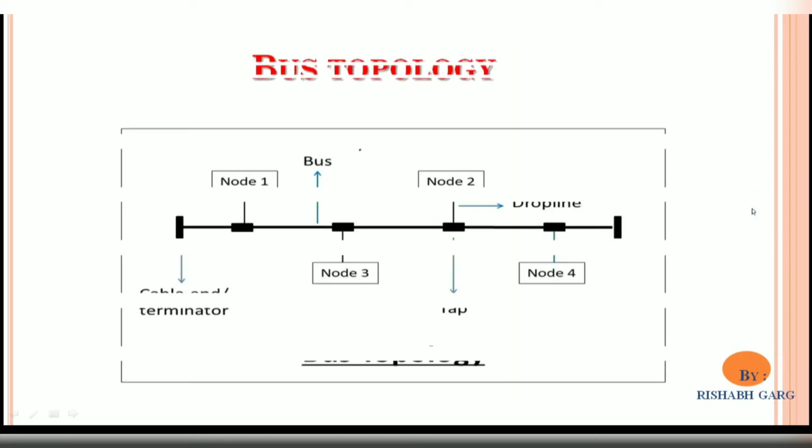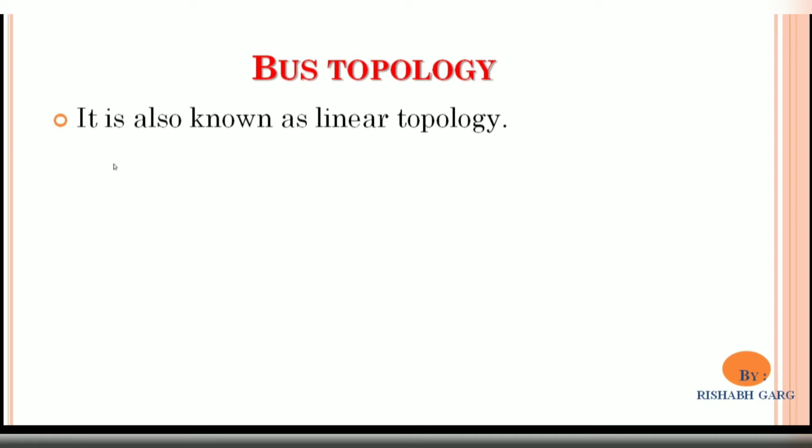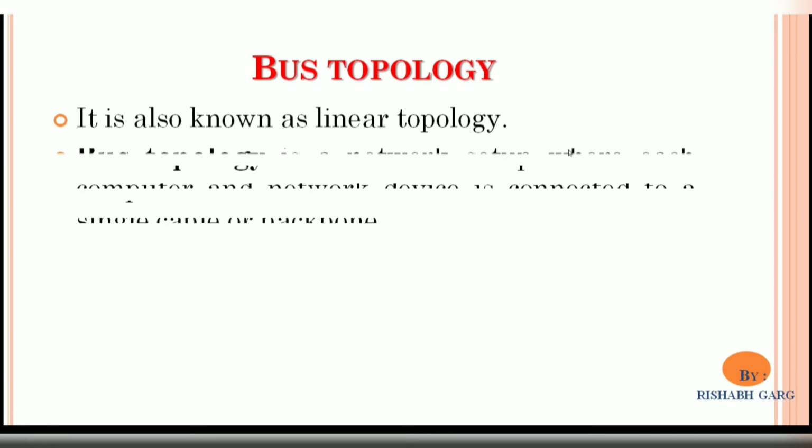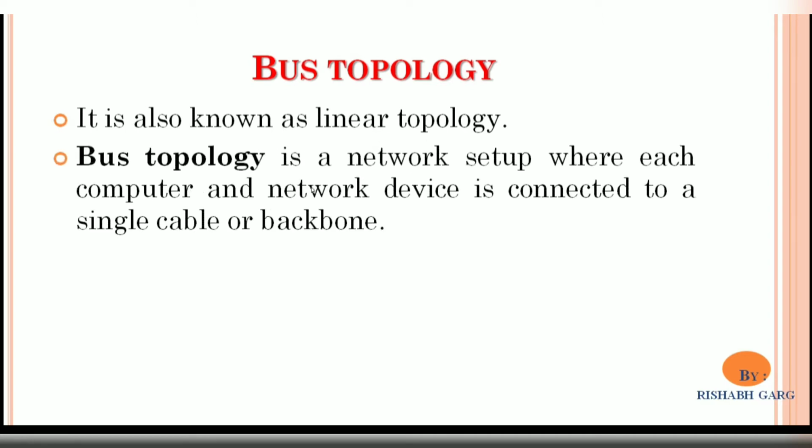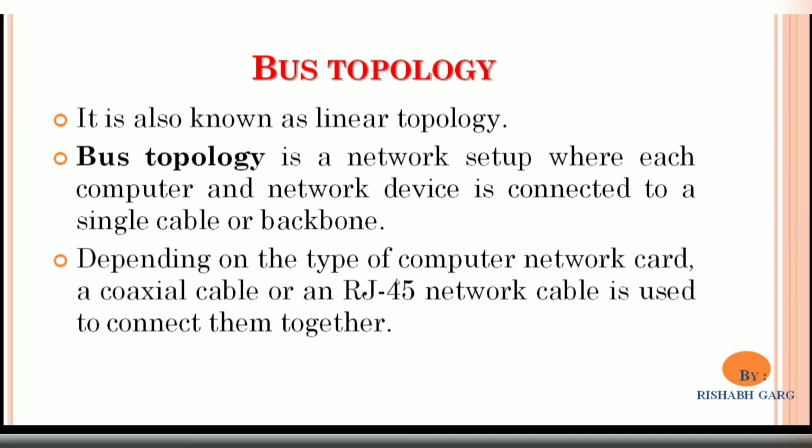Number 1, bus topology. It is also known as linear topology. Bus topology is a network setup where each computer and network device is connected to a single cable which is known as backbone. Depending on the type of computer network card, a coaxial cable or an RJ45 network cable is used to connect them together.